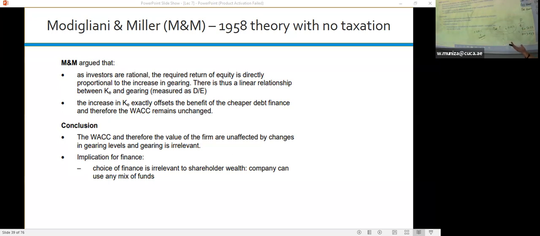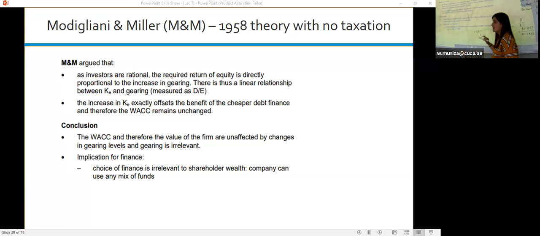Yes, he is very right, Harshal. So the investors are rational. The required return of equity is directly proportional to the increase in gearing. Thus, there is a linear relationship between cost of equity and gearing. So what is the meaning of this point then? The increase in cost of equity exactly offsets the benefit of the cheaper debt finance. What is the meaning of linear relationship? When there is equal proportion. One thing is increasing, the other thing is also increasing. That is a linear relationship.